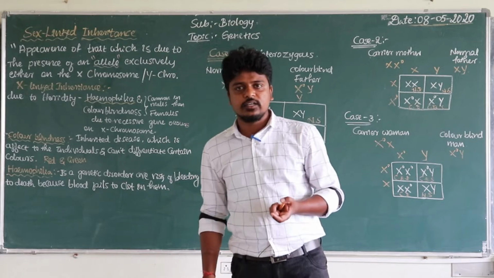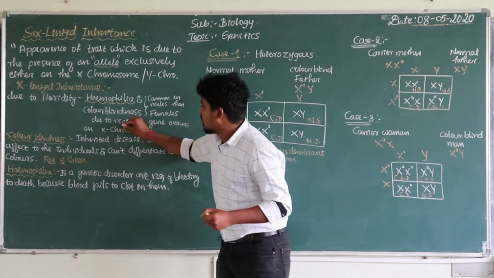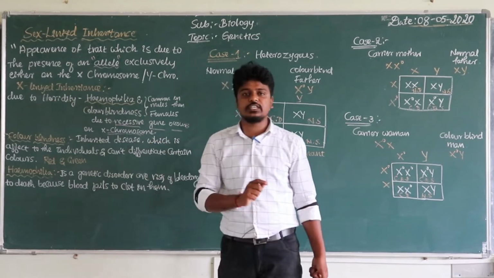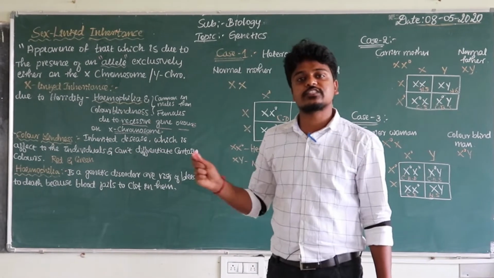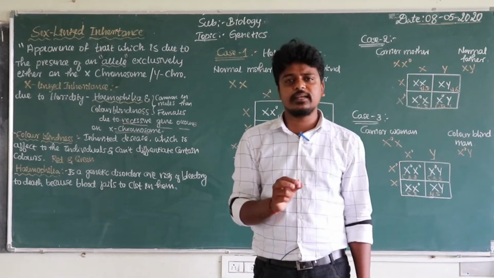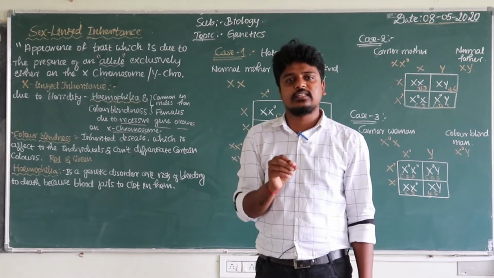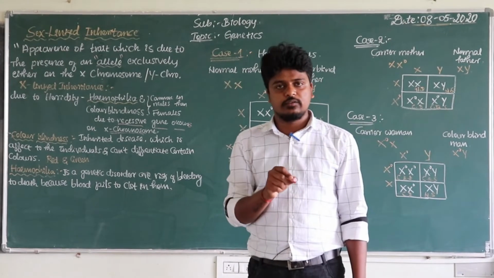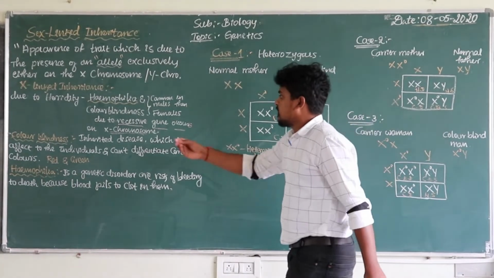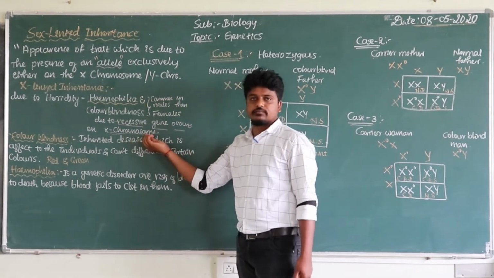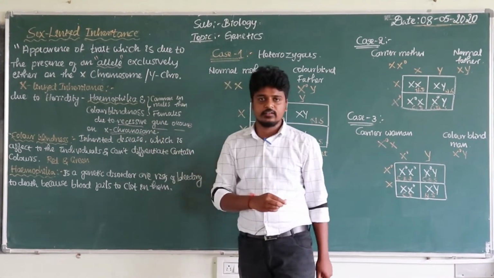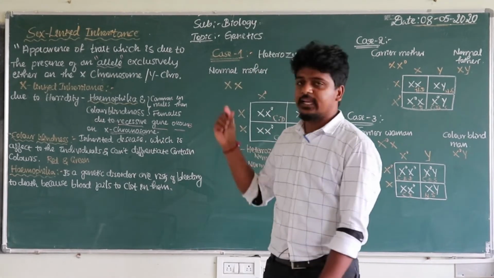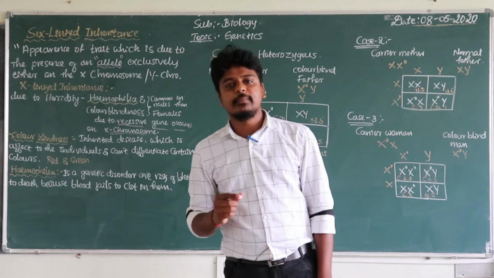Do you know the reason? The reason is that the recessive gene occurs on the X chromosome. Because of that, females have X and X, double X chromosomes. Yes or no? Whereas in the case of a male, it is X and Y. So you can notice that the recessive gene occurs on the X chromosome here. Have you understood? That is the reason why genetic diseases like color blindness and hemophilia are most common in males.